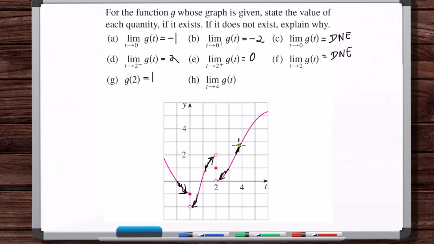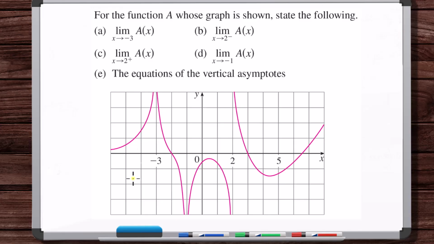Well, okay, what are we approaching? If we plug in 3.999, a million zeros 9, we're going to get something right below 3. 3.999, a trillion zeros 9, something even closer to 3 from below 3. We're approaching 3 coming from the left of 4. Coming from the right of 4, we're approaching 3 from above. This is 3.